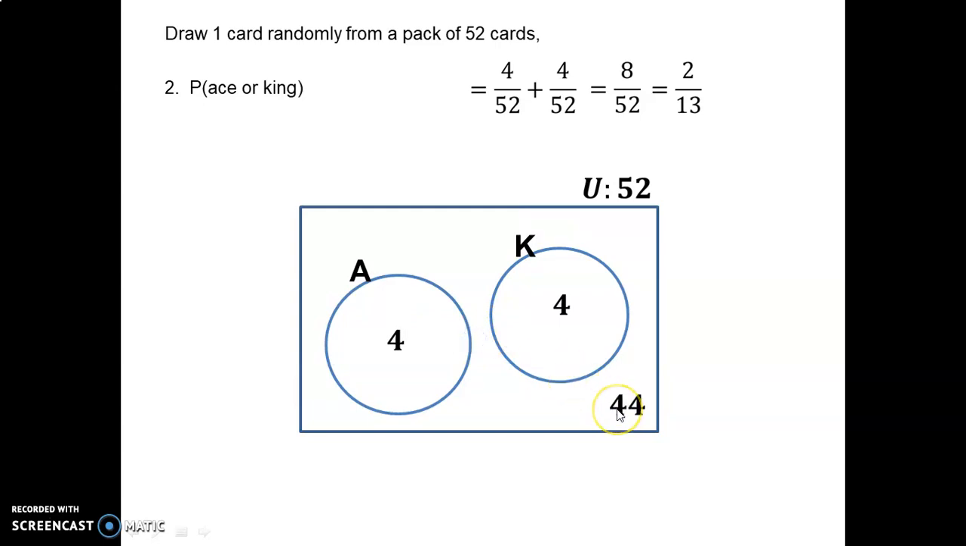Out here we have 44 remaining cards. So when we have to find the probability of ace or king, we say probability of ace or king, 4 plus 4 is 8 out of 52, which is what we had before.